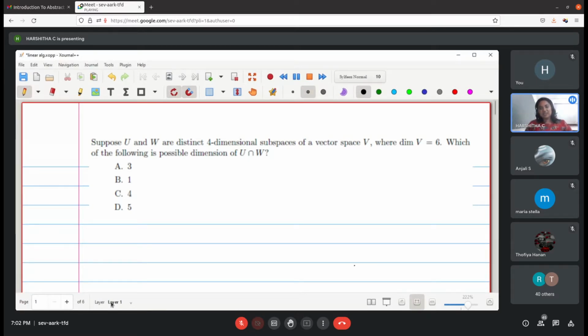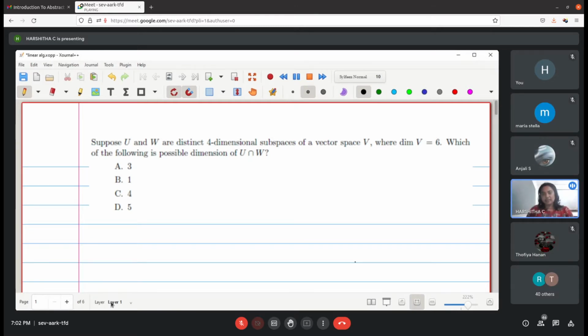Okay, so this week we've started linear algebra and looked at some basic things like what is a vector space, subspace, dimension, and so on. So most of the problems will be related to these concepts. Okay, so this is the first problem.